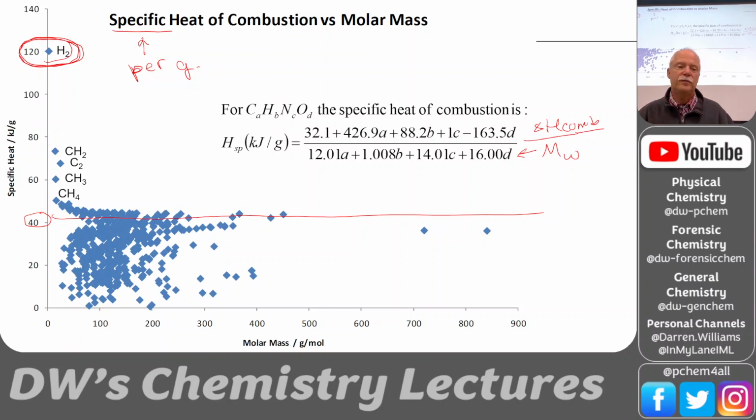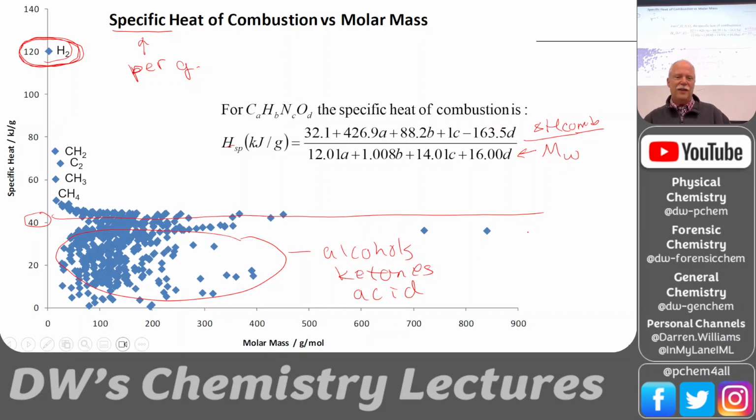Okay, so now what's going on with all of these down here? These down here are alcohols, ketones. These are all the ones that are already reacted with oxygen. These are called oxygenates. Okay, and so this shows you that it doesn't make any sense thermodynamically to put ethanol in our fuel tanks. It's already oxidized.